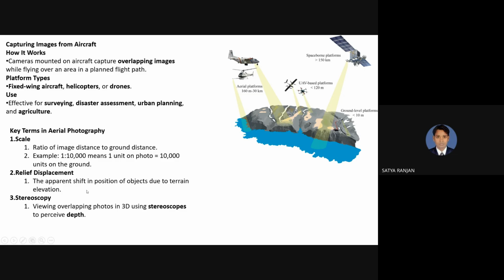Then stereoscopy: viewing overlapping photos in 3D using a stereoscope to perceive depth. So we identify the overlapping area in two images and calculate it for 3D image creation, and that is called stereoscopy.